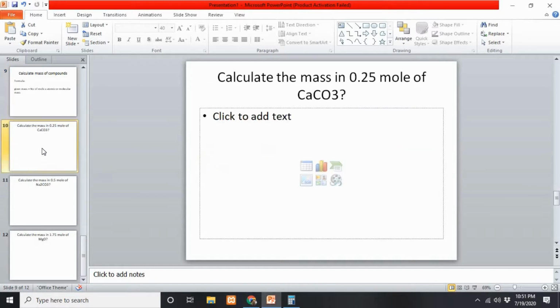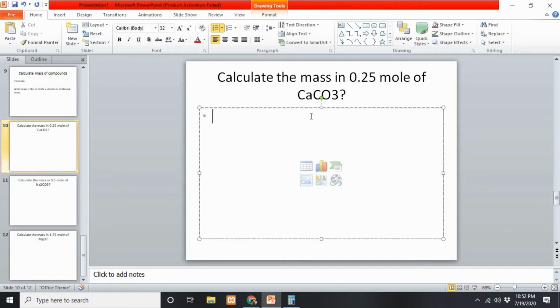Our first question is: calculate the mass in 0.25 mole of CaCO3. Calcium carbonate has a number of moles of 0.25, and what we have to do is calculate the mass of calcium carbonate. Starting from the first point, that is to create the data, you have to write mole is equal to 0.25, and the next thing is to calculate the molecular mass.